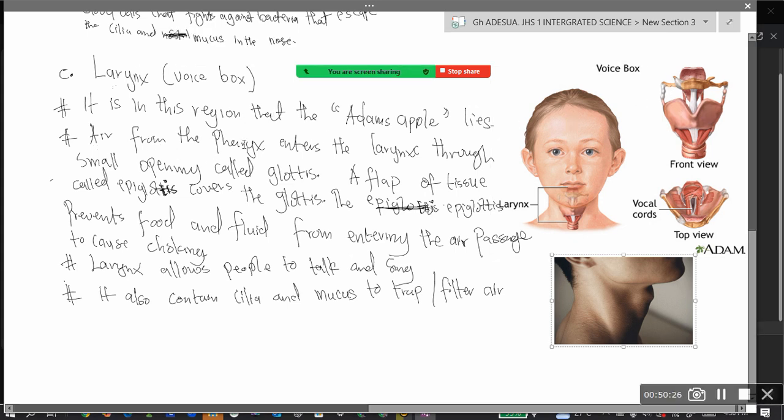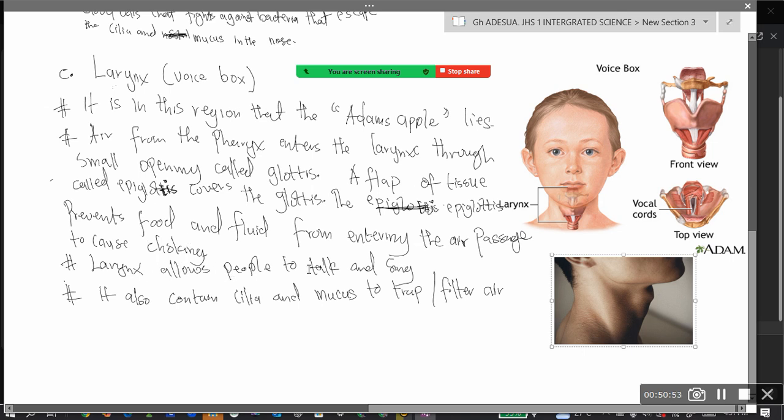Now, air moves from the pharynx to the larynx through a small opening called the glottis. So there's a place that air enters the larynx, and that space is what we call the glottis. Now, a flap of tissue called the epiglottis covers the glottis. The epiglottis prevents food and fluid from entering the air passage to cause choking.